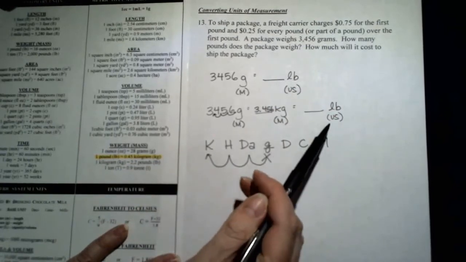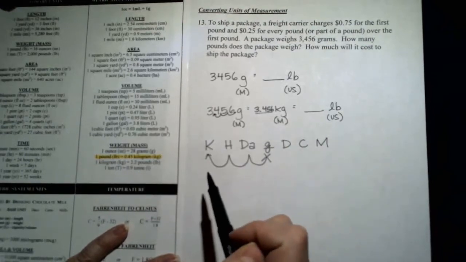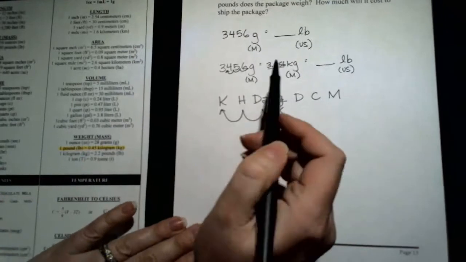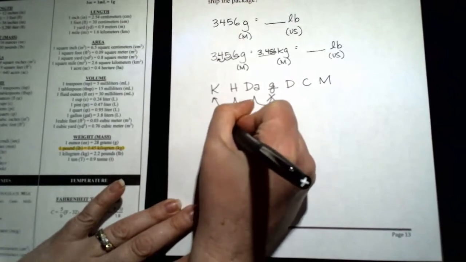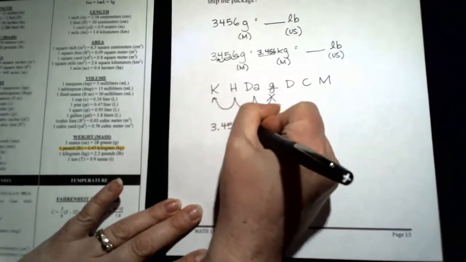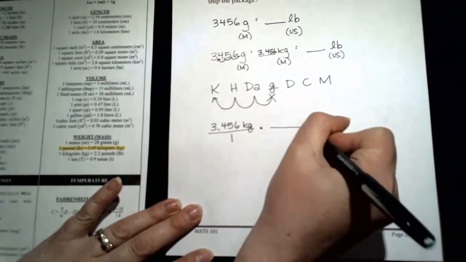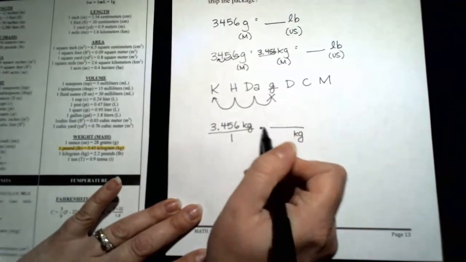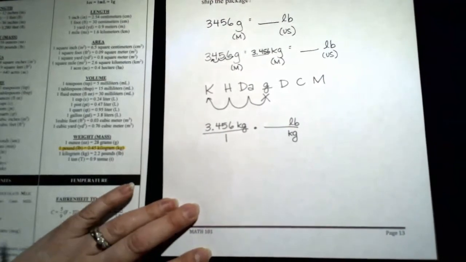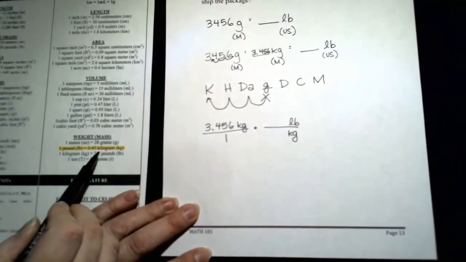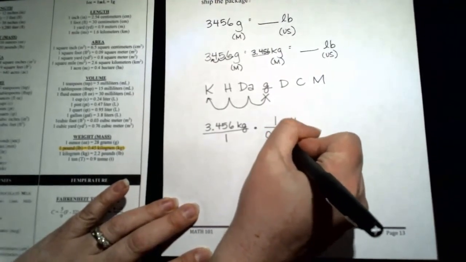Now that I have that, I can get to pounds. But since I'm going from metric to US, I'm going to use the unit fractions again. So I've transformed my problem. I'm now looking at kilograms, so I'm starting with that, and I'm going to put that over 1. Kilograms go diagonally across so that they cancel. And now I can get to pounds. Since I'm choosing the 1 pound equals 0.45 kilograms, I need to make sure I place these correctly.